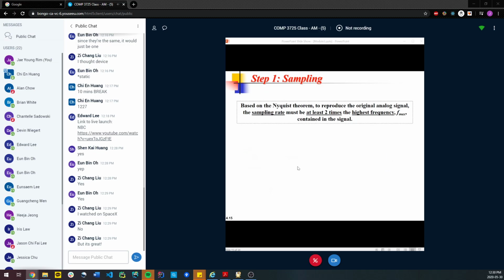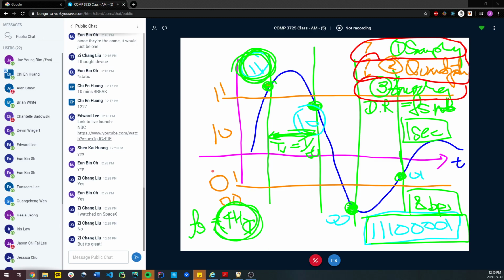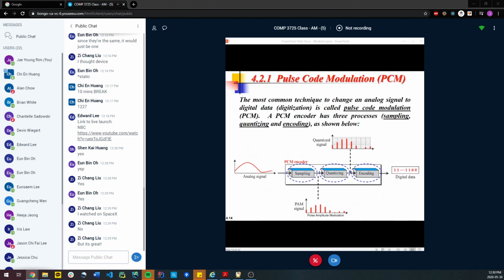So before the break, we said this. There are 3 processes, and I intend to go through the 3 processes before the end of the day today. The first thing we need to do is sampling. Then the next thing that we do is quantization. And then the third thing that we do is encoding. This is how we go from an analog signal to its actual intended bit stream.